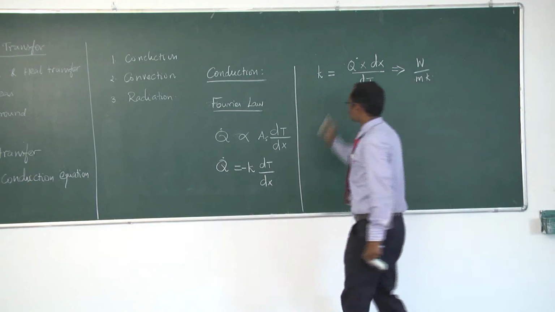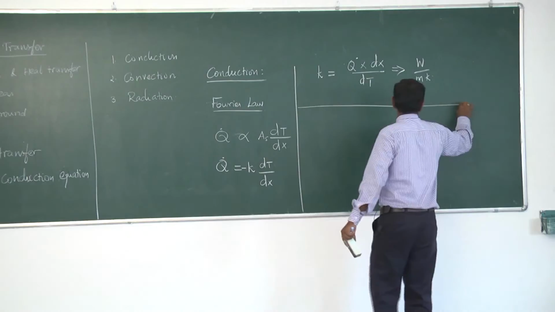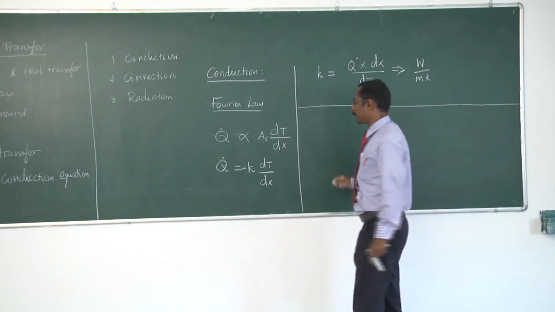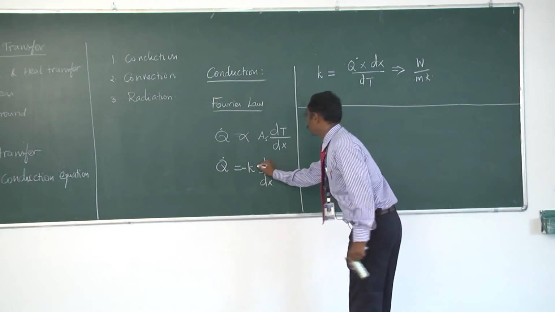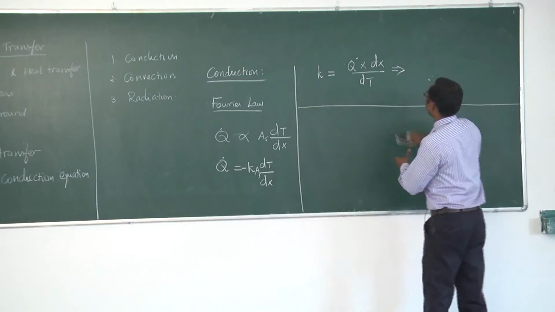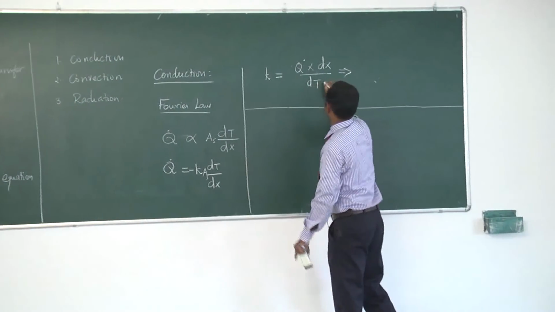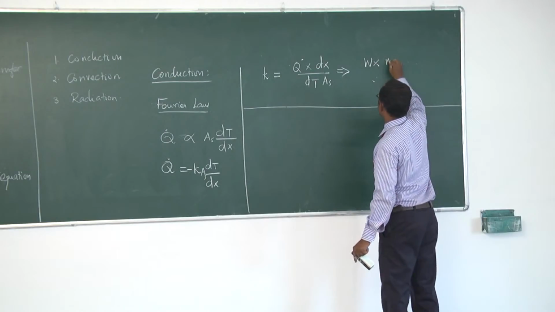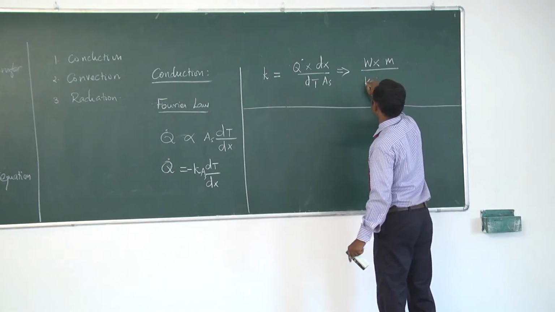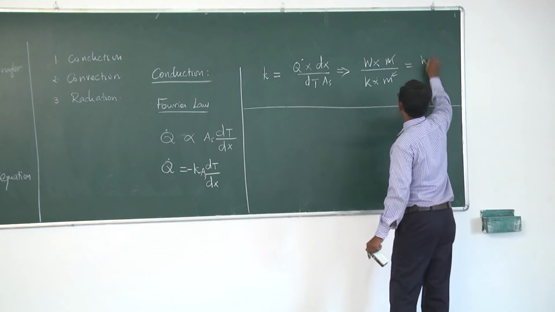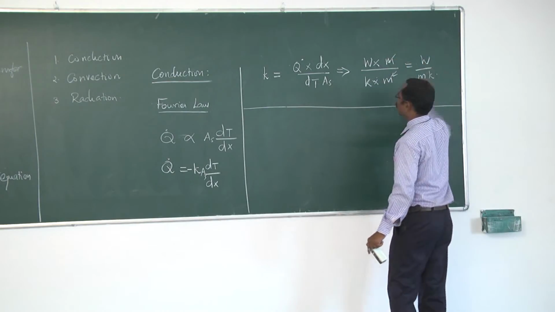And now I would like to talk about the thermal conductivity of different materials. Now Q is equal to k into A_s into dt over dx. Q is in watts, dx is in meter, and dt is in Kelvin, and A_s in meter square. So I can cancel, and we will get watt per meter Kelvin.